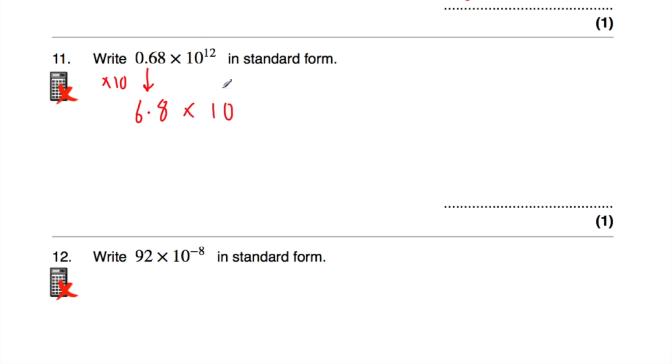And if we've made that number 10 times bigger, we're going to need to make this number 10 times smaller. So instead of being 10 to the power of 12, if we divide by 10, it'll be 10 to the power of 11. It would take off one of the zeros because 10 to the power of 12 is 1 followed by 12 zeros. If you divide that by 10, you'd have 1 followed by 11 zeros. So the answer would be 6.8 times 10 to the power of 11. And that's it. That's question number 11.